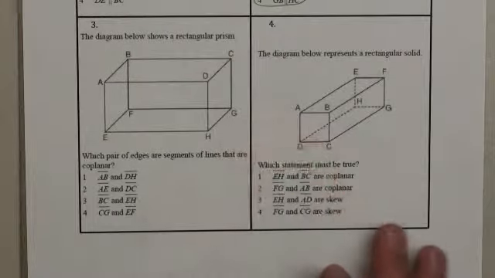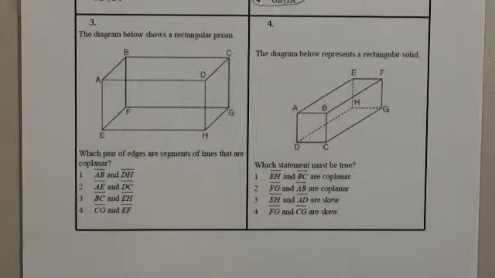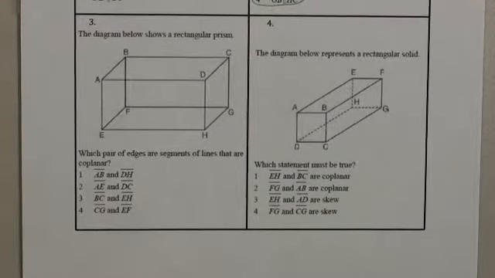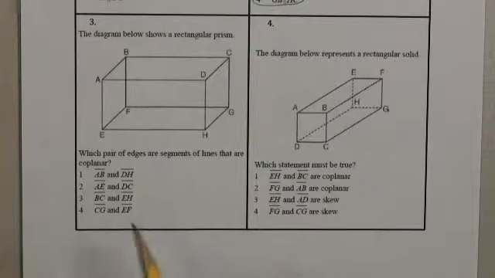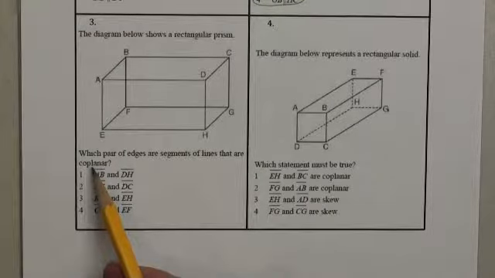Let's look at number 3. The diagram below shows a rectangular prism. Which pair of edges are segments of lines that are coplanar? All right, so this is a little review actually. Okay, this really doesn't have to do with prisms too much, but it is a rectangular prism shape. But this is testing our knowledge of coplanar. That means on the same plane.